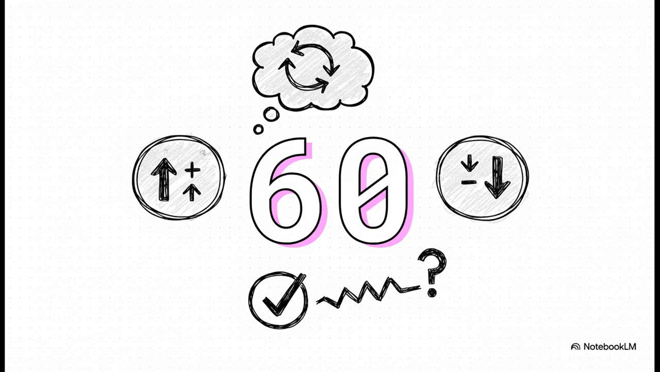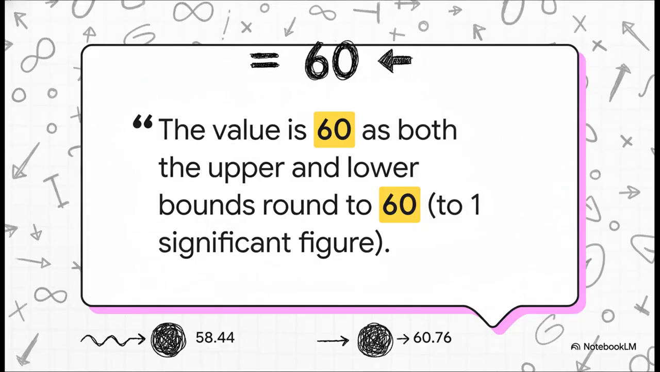But wait, just writing down 60 isn't enough. For that final, crucial communication mark, you have to explain why. And this is the golden sentence that gets you that final C1 mark. You need to find a degree of accuracy where both the lower bound and the upper bound agree. So let's try rounding to one significant figure.